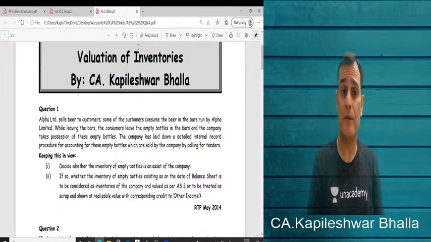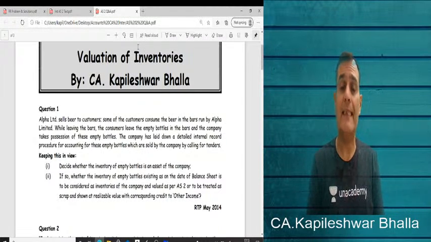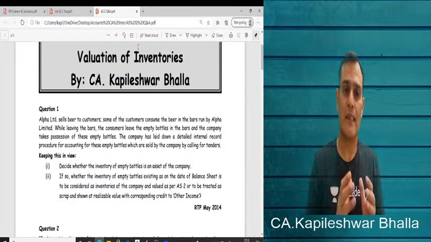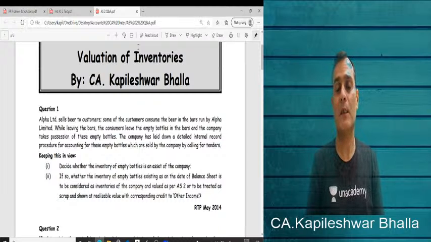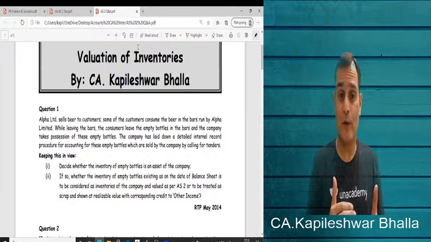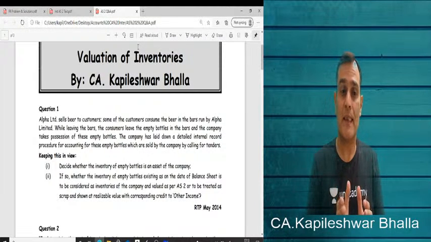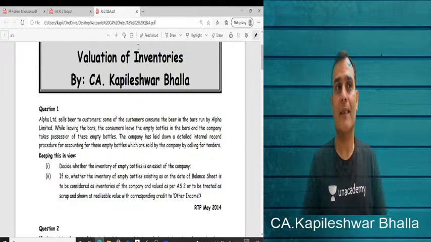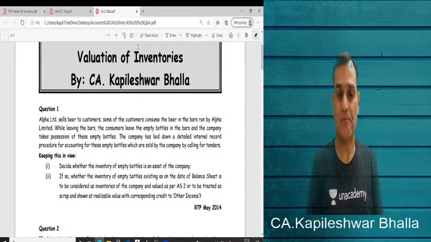Now let's look at the requirement of the question. It says, decide whether the empty bottle is an asset for the company. They've been very systematic in first of all asking whether the empty bottle is an asset, because if you want to prove it to be an inventory, you need to first prove that it is an asset. Though I feel the drafting of the language is slightly tricky, because when they say inventory of empty bottle, I think they should not have used the word inventory. They should have simply said whether the empty bottles is an asset for the company.